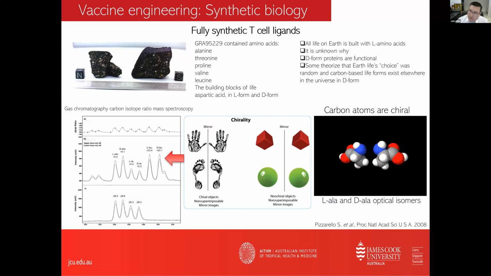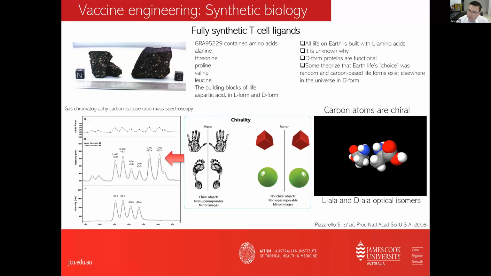Now, all life on Earth is built with L amino acids, you, your dog, cat, your plants, everything. And it's unknown why. We know D-form proteins are functional, and some people theorize that it was just a flip of a coin, and it was a choice of Earth to choose L amino acids to create life. And there are people that believe there are organisms in the universe that are built back to front with D amino acids.